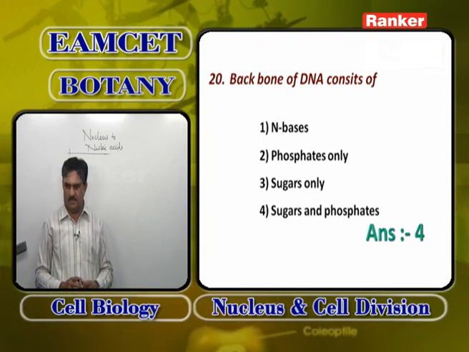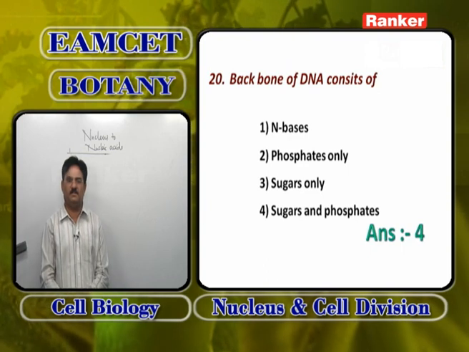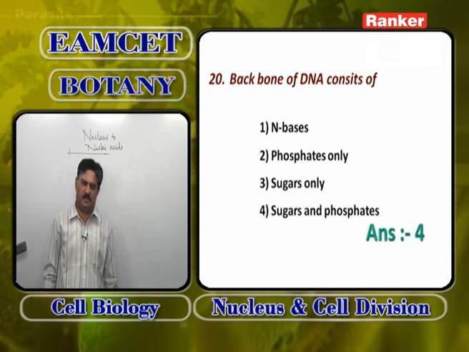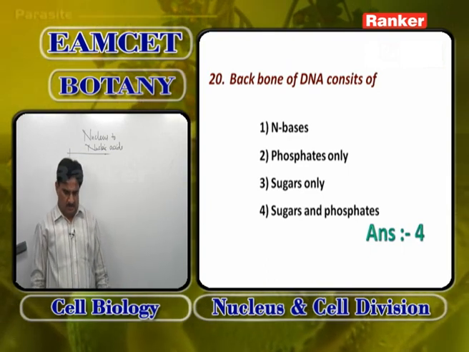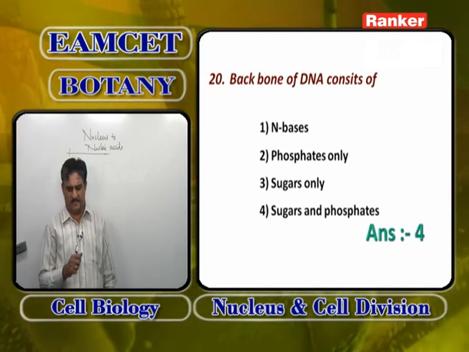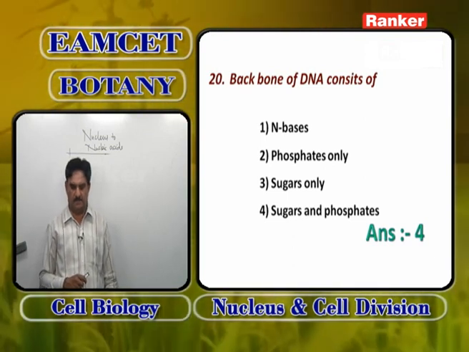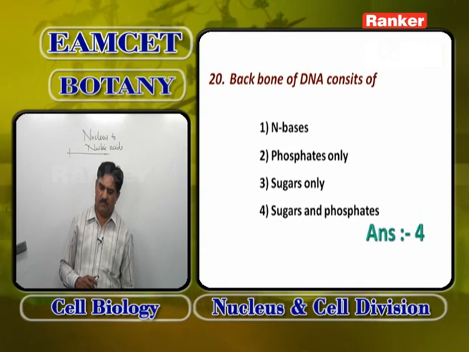The nitrogen base of one strand is attached to the nitrogen base of the other strand by hydrogen bonds. The sugar and nitrogen bases are attached by glycosidic bonds, and sugar and phosphate, which form the backbone, are attached by phosphodiester bonds. So the answer for this is 4.